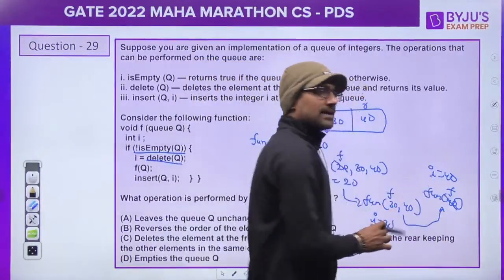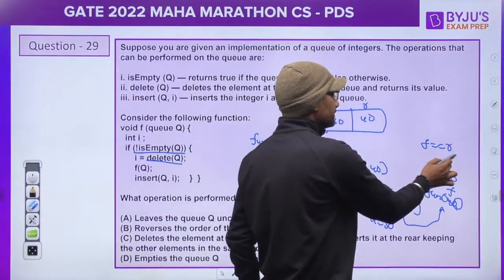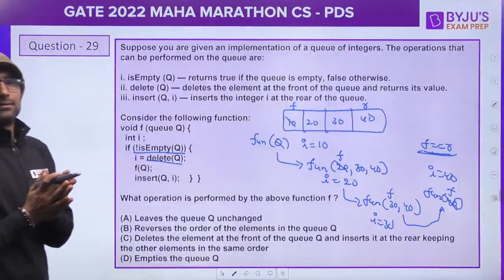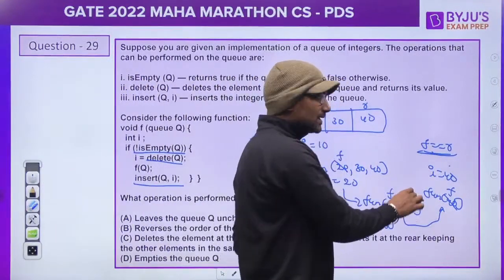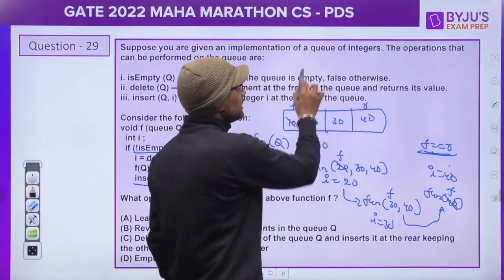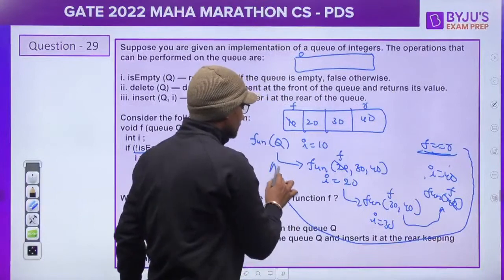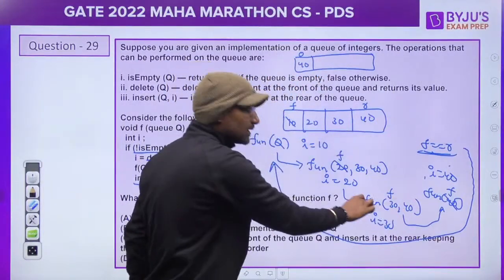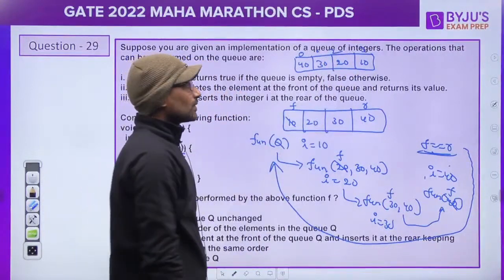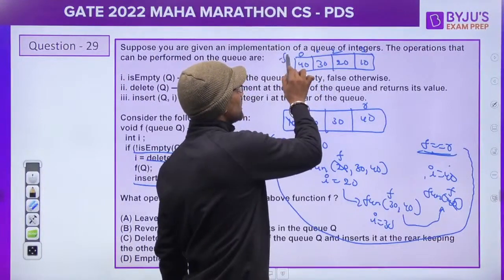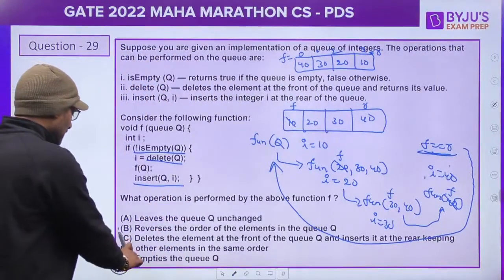Now as the queue is empty, we know whenever the queue is empty, we make front equal to rear. Means front and rear we bring to the same value. Now insert of queue of I. After doing this, insert of queue of I. At index 0, first you insert 40, then you insert 30, then 20, then 10. Right? So here the front would be, here rear would be. So what happened with this? It reversed the order of the elements in the queue.